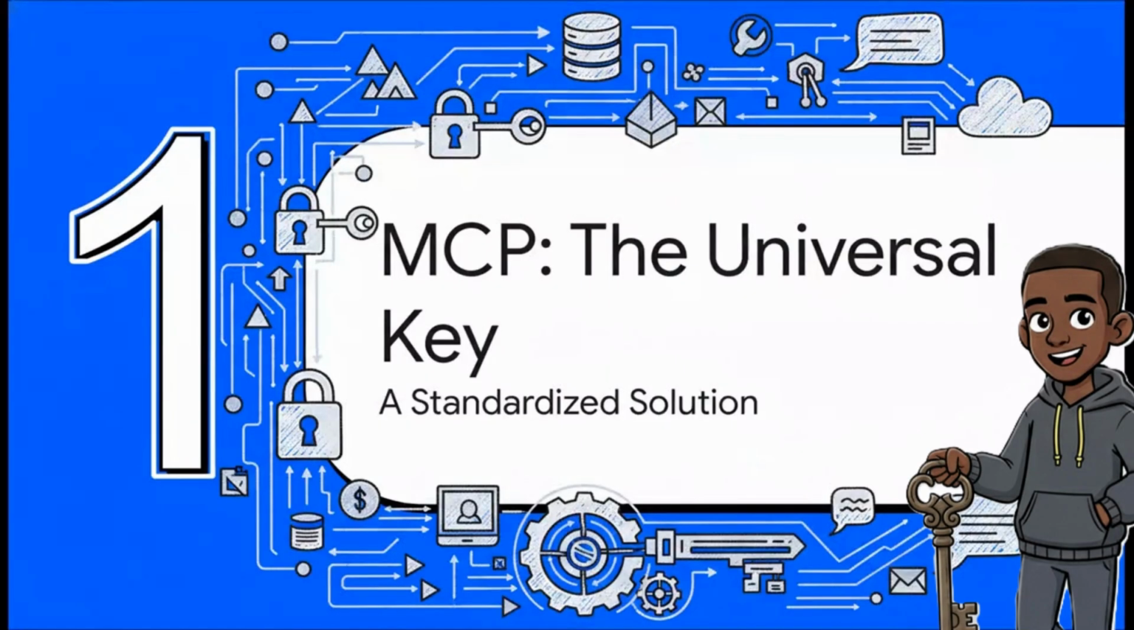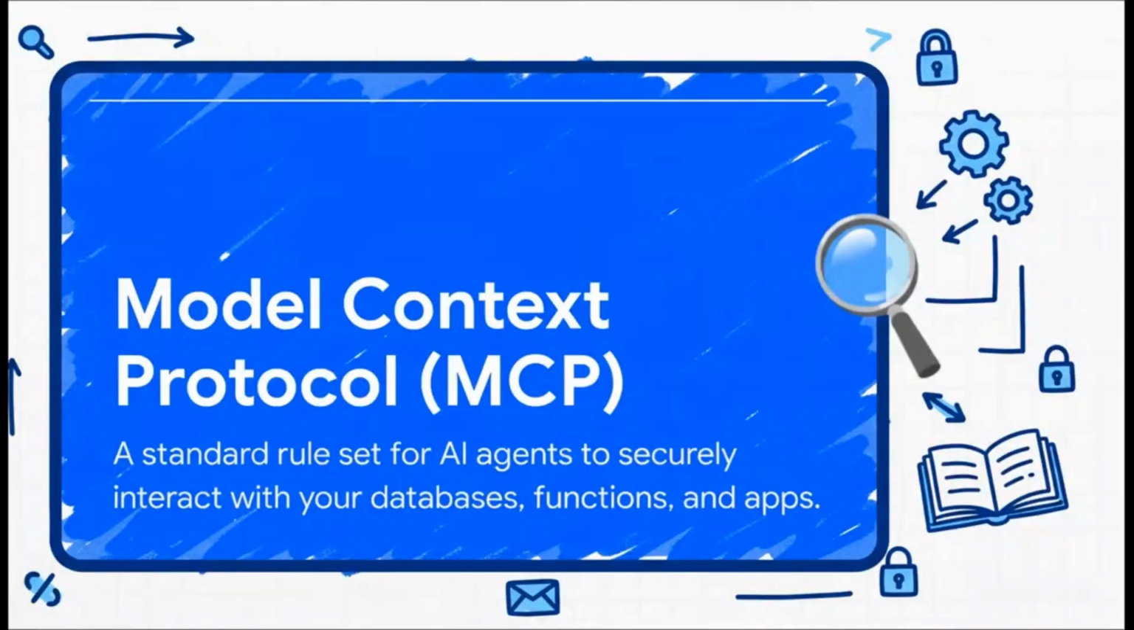The solution, it turns out, is a standardized set of rules. You can think of it like a universal key and an instruction manual all rolled into one, designed specifically for AI interaction. It lets these incredibly powerful models connect to the specific tools that we want them to use. And that key is called the Model Context Protocol, or MCP.